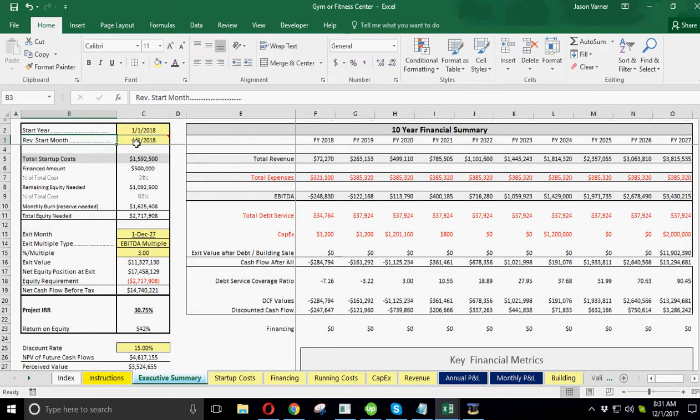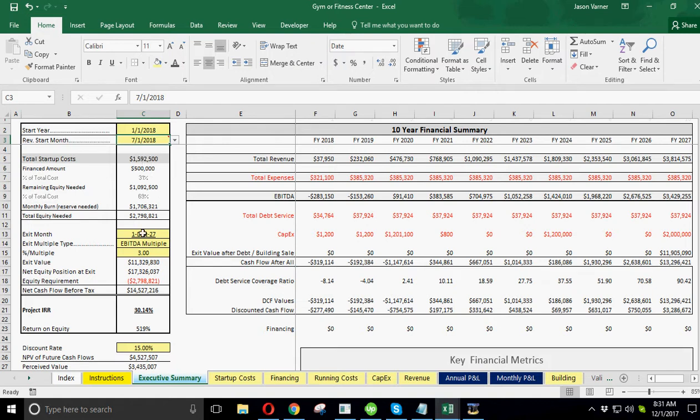Then you've got the revenue start month. So let's say you plan on starting in 2018, but you don't think you're going to have members start signing up and paying until whenever. This is your runway, so let's say not till July. That's going to affect all the numbers. So let's say we start in July for revenue, but between January and July, there's probably going to be some costs that go out and so forth.